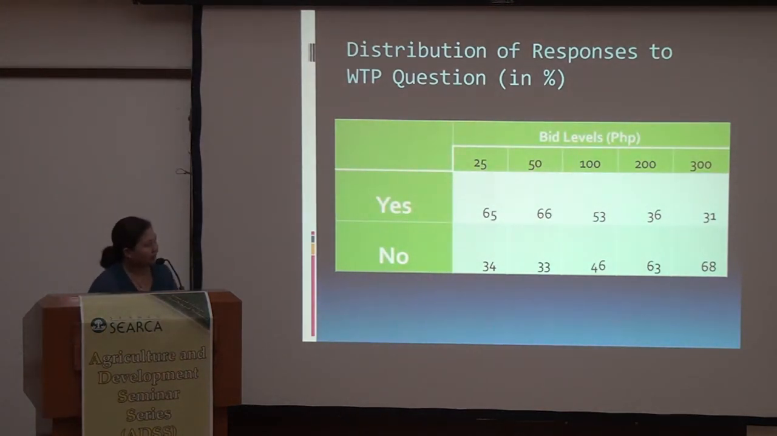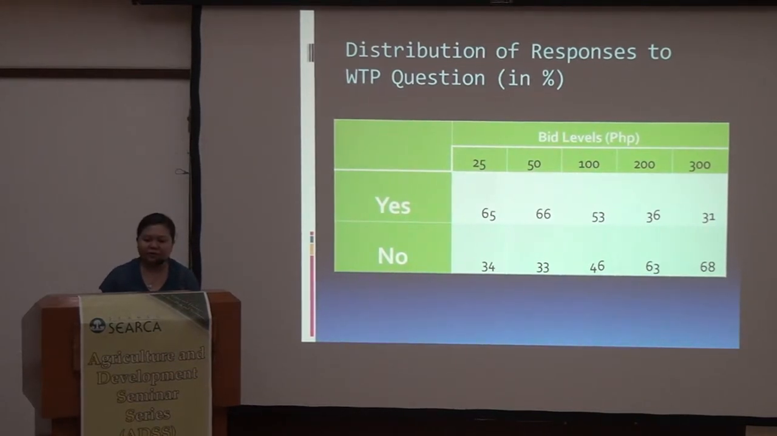This is the result of our analysis. In this table, we can see the yes votes and no votes corresponding to different bid levels. As we can see here, as the bid level increases from 25 to 300, the proportion of yes votes declines, while the proportion of no votes increases. This is a very important condition that must be satisfied because it satisfies the law of demand, which is, as the price increases, quantity demanded should decline.